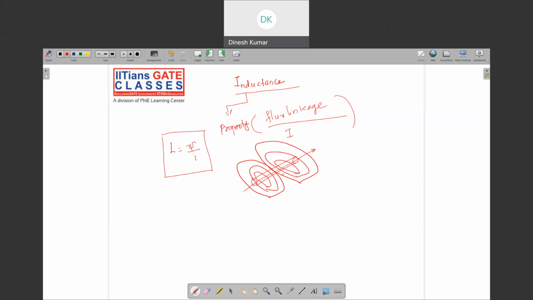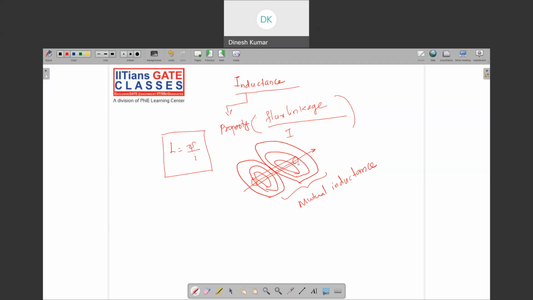So any current carrying conductor will produce a magnetic flux. Yesterday I explained to you that since these two fluxes do not meet each other, or there is no interaction between these two fluxes, we don't want to consider the mutual inductance effect. Only we have to consider the flux self-inductance effect. That is very important.